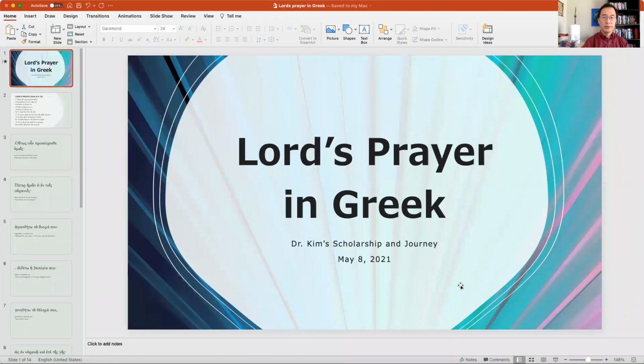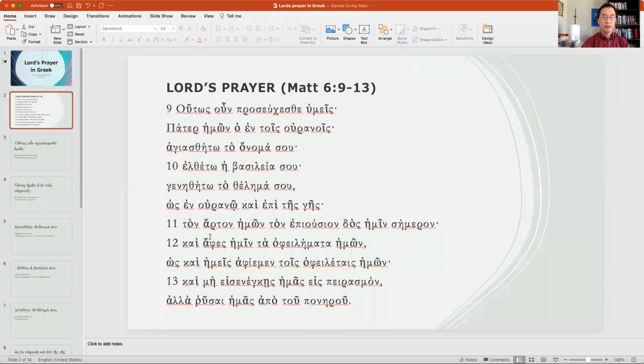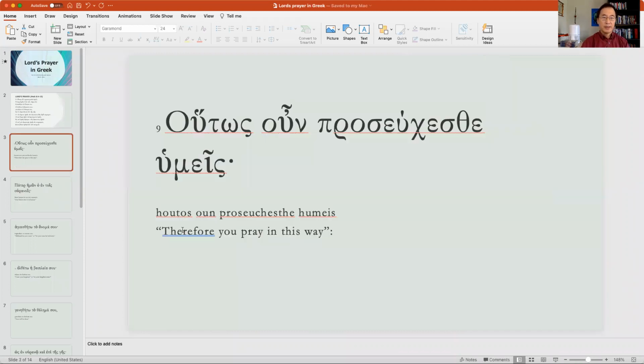So here you see the Lord's Prayer in Greek. And the Lord's Prayer we find in Matthew 6:9 through 13. So this is the whole text. It's pretty complex, right? It's hard to read, but don't worry. In the next slide, as you see here, I'm going to help you to pronounce each of these words.